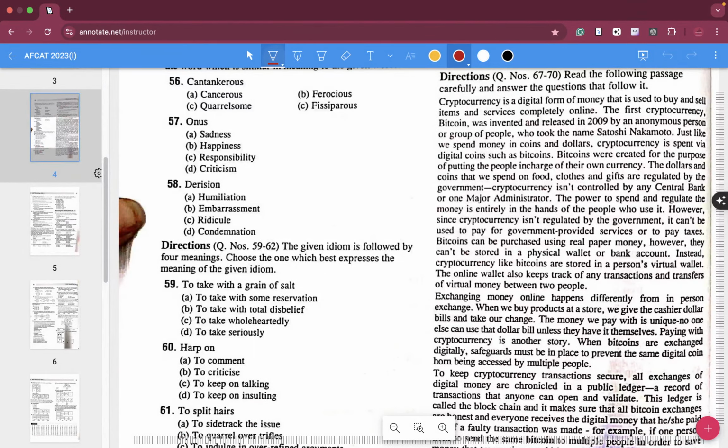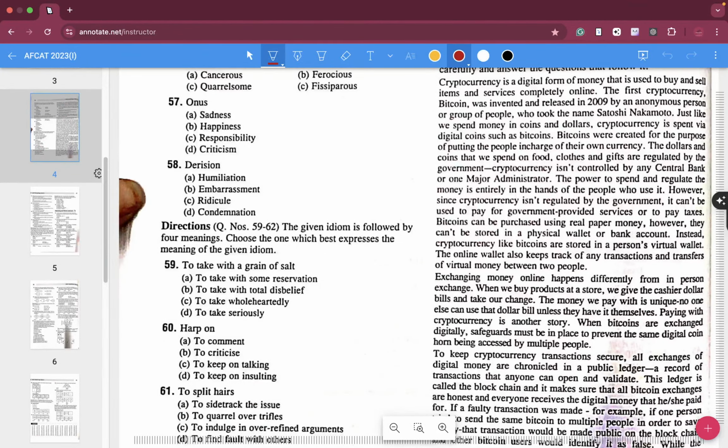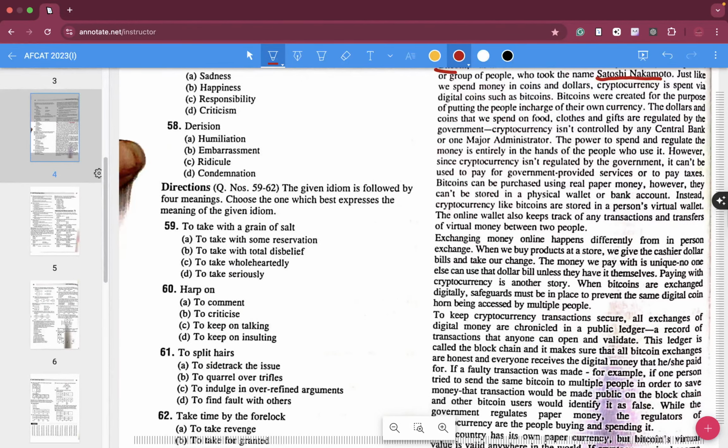Cryptocurrency is a digital form of money that is used to buy and sell items and services completely online. The first cryptocurrency, Bitcoin, was invented and released in 2009 by an anonymous person or a group of people who took the name Satoshi Nakamoto. Just like we spend money in coins and dollars, cryptocurrency is spent via digital coins such as Bitcoins. Bitcoins are created for the purpose of putting the people in charge of their own currency. Now this is an important point. Putting the people in charge of their own currency.